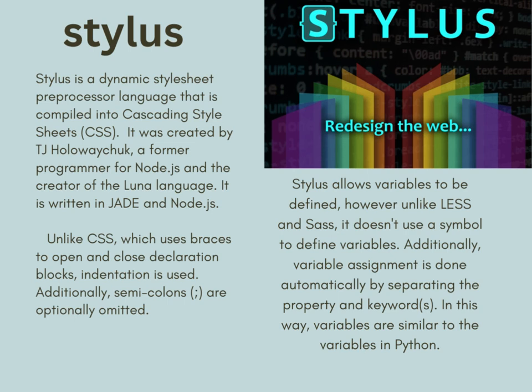Unlike CSS, which uses braces to open and close declaration blocks, indentation is used in Stylus, and semicolons are optional. It means you can leave that out. Stylus allows variables to be defined. However, unlike Less and Sass, it doesn't use a symbol to define variables. Additionally, variable assignment is done automatically by separating the property and keyword. In this way, variables are similar to variables in Python.